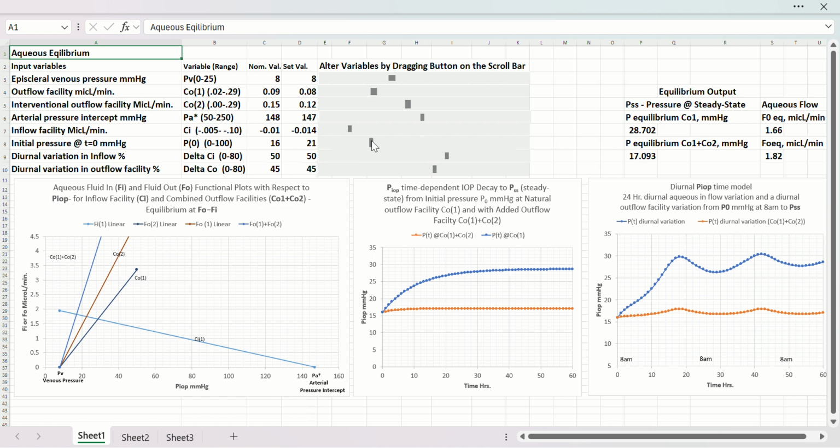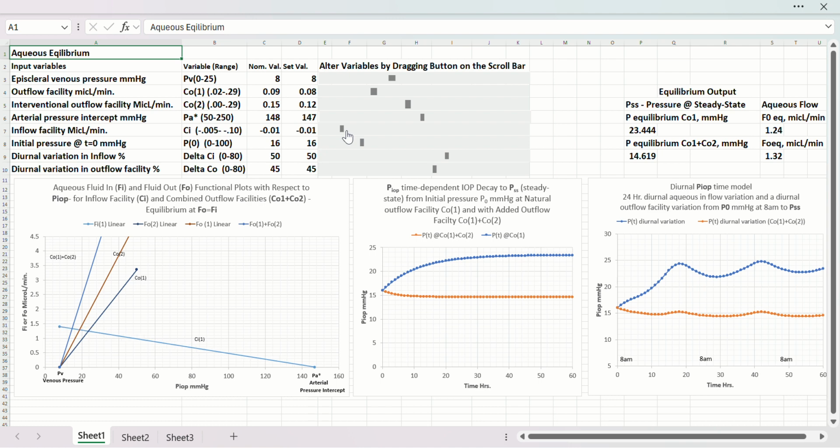I started at 16. Put that back where it was. And we'll take our interventional, just take it back down to nominal where we're no longer using the aqueous suppressant at roughly, there we go.